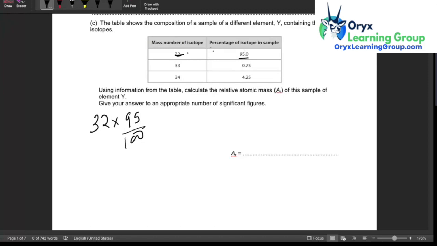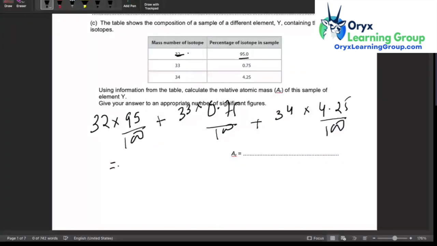So this will be 32 into 95 by 100, plus 33 into 0.75 by 100, plus 34 into 4.25 by 100. If you solve this one, that will give you the answer. So what you have to do is mass number multiplied by the percentage composition divided by 100, and you add up all the numbers. Whatever you get, add up and you will get the answer. Now, when you add up, you will get 32.09.